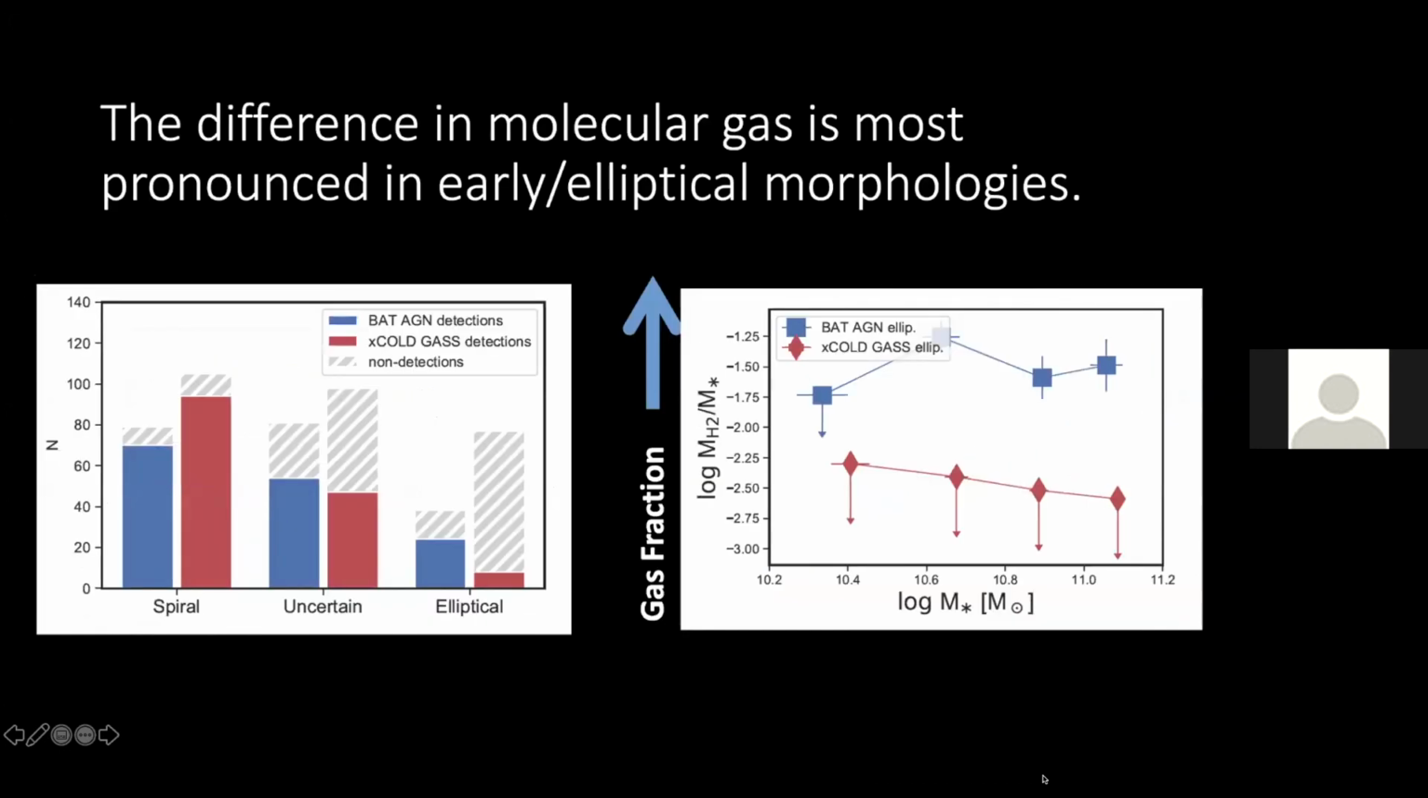So the difference in molecular gas is actually also most pronounced in the early elliptical morphologies. The plot on the left is showing the morphologies of the two samples and their detection fraction. The plot on the right is showing you the gas fractions of the ellipticals. So basically, if you're an elliptical inactive galaxy, you're almost never detected in molecular gas. But with our AGN sample, we find a lot of these bulge-dominated sources having significant molecular gas. So it really tells you that you probably need some fraction of molecular gas to host an AGN typically.